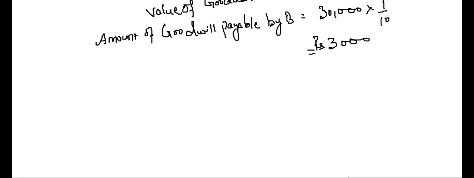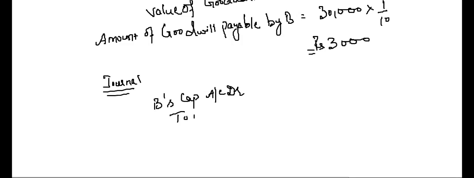B is paying to A. So, B's capital account will be debited or credited? B's capital account will be debited, and he is paying to A. So, A's capital account will be credited with rupees 3,000. Clear? So this is the journal entry, the accounting treatment of goodwill.